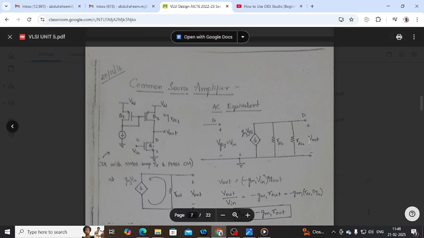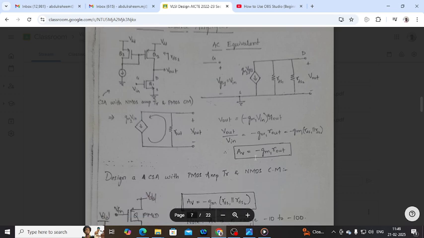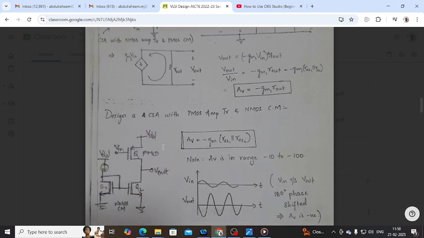Now what I need is V out. As previously taken for the common source, the output voltage by input voltage, your gain, is nothing but minus GM into RL. RL is nothing but R out. So here it is minus GM into R out. These two are connected in parallel, so the gain is minus GM into R out. This is very simple, the same as when I took the common source amplifier with the NMOS current mirror.